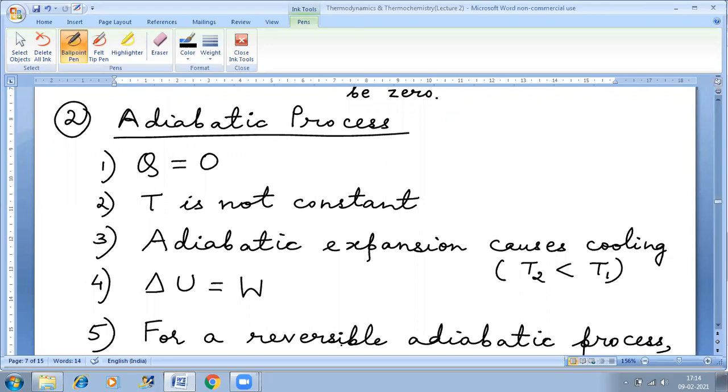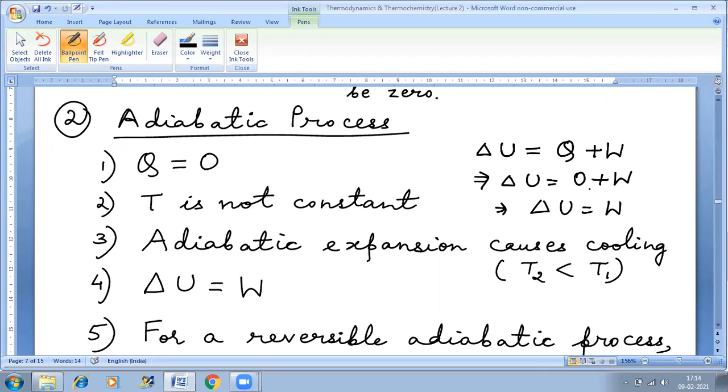Delta U is equal to W. Again, this comes from the first law of thermodynamics. From the first law, we can say delta U is equal to Q plus W. Now Q is 0 in an adiabatic process, so delta U is equal to 0 plus W, or I can say delta U is equal to W.